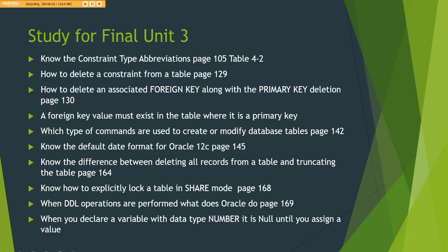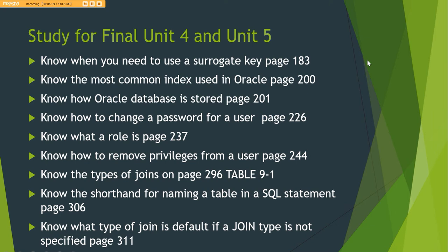When you declare a variable with the data type number, it is null until you assign a value to it. Then from units 4 and 5, know when you need to use a surrogate key, page 183. Know the most common index used in Oracle, page 200. Know how Oracle database is stored, page 201. Know how to change a password for a user, page 226.